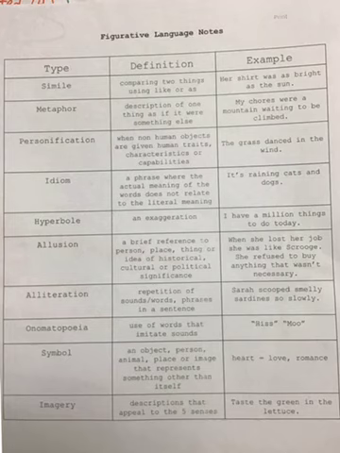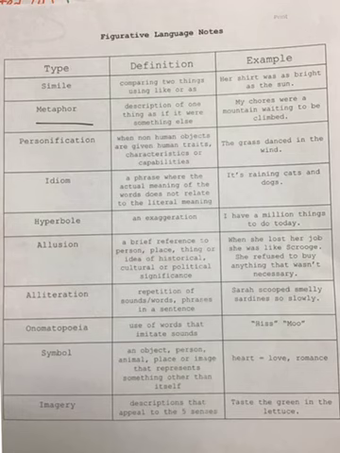But let's go over the sheet. So the first one, simile, this is probably the one that you are the most familiar with. It is comparing two things using like or as. So making sure that it is comparing two things using like or as. So for example, her shirt was as bright as the sun. Uses like or as to compare her shirt and the sun.